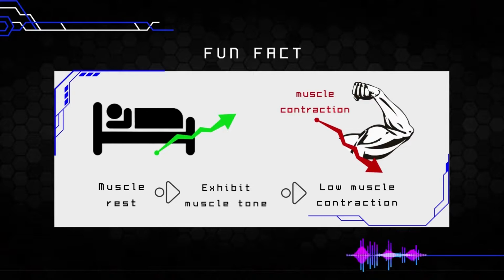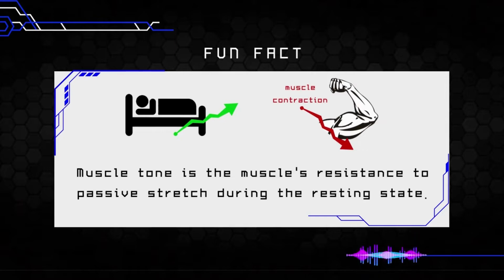So, fun fact about muscle contraction. When the muscle is at rest, the muscle exhibits tone, which is a minimal contraction of the muscle. This is important to maintain the posture of our body.